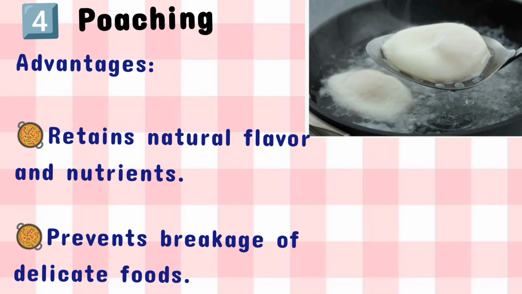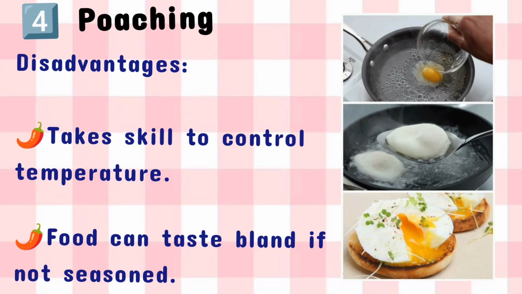Advantages of poaching include it retains natural flavor and nutrients, and it prevents breakage of delicate foods. Disadvantages are it takes skill to control the temperature, and the food can taste really bland if not seasoned.